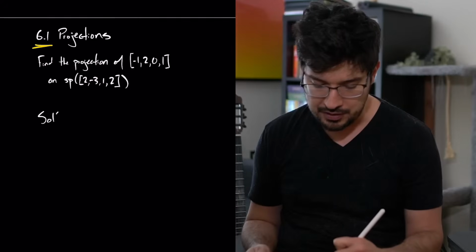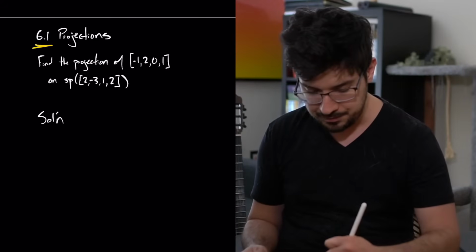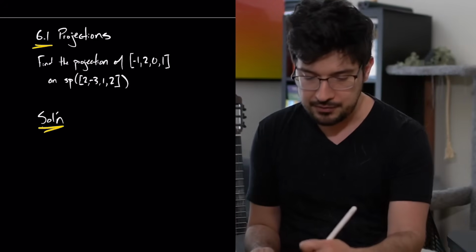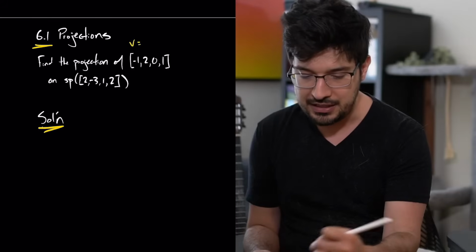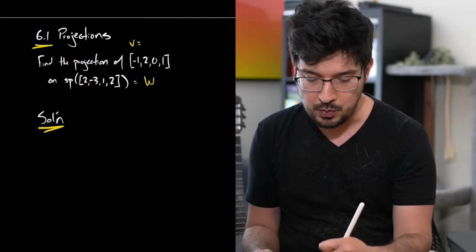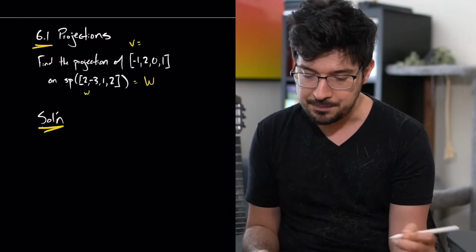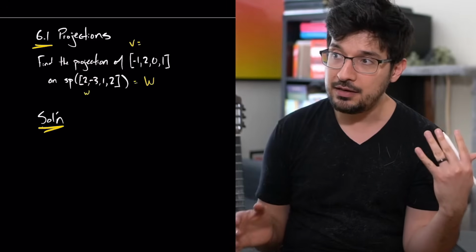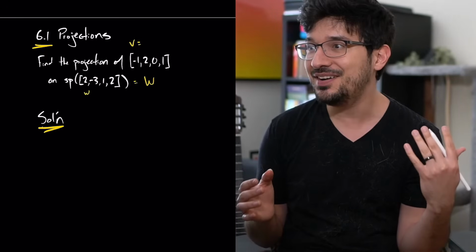So, solution to this one. Find the projection of, let's call this vector v, on the span of this one vector, lowercase w.